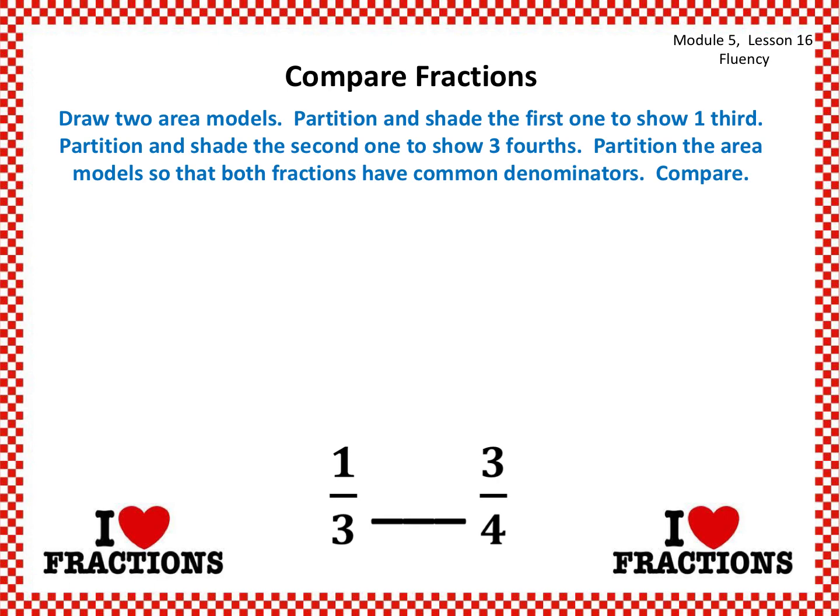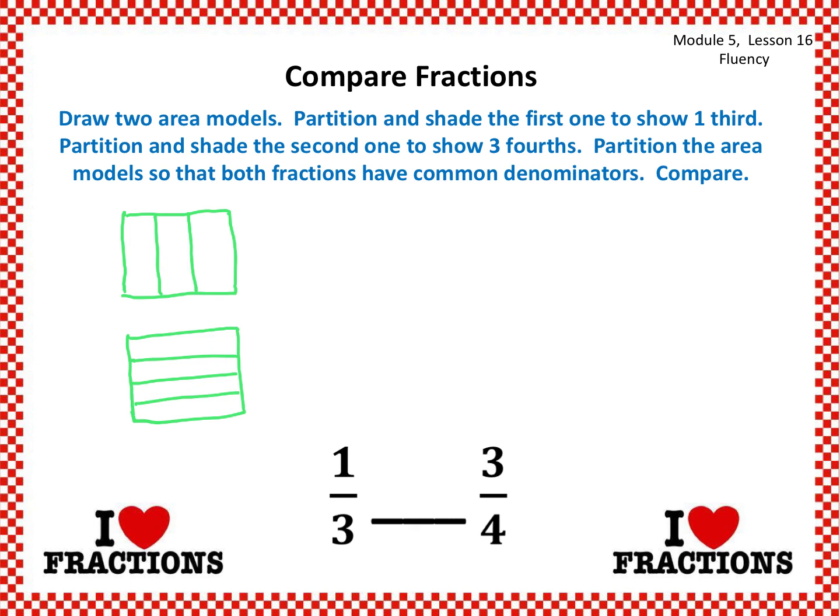All right, we're going to draw the two area models, and the first one is going to show 1/3. So I'm going to divide that into thirds. My second one is going to show 3/4. So I'm going to divide that one into fourths. And I'm going to shade, the first one I'm going to shade 1/3. The second one I'm going to shade 3/4. Now, truthfully, can I look at these and already tell what my answer is? I can, but we're going to go ahead and follow through the rest of the way.